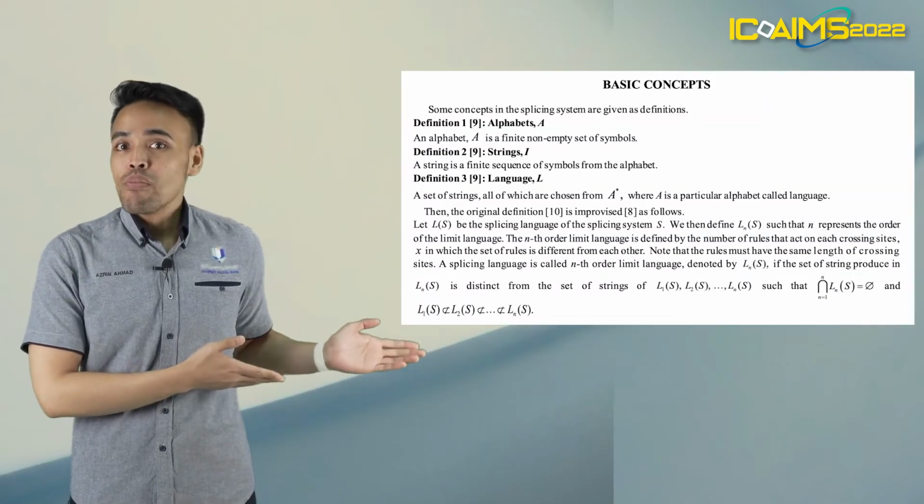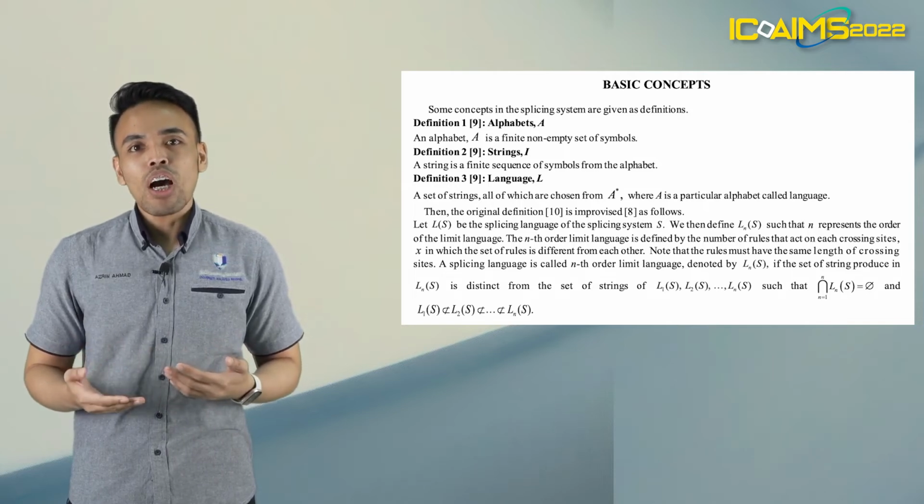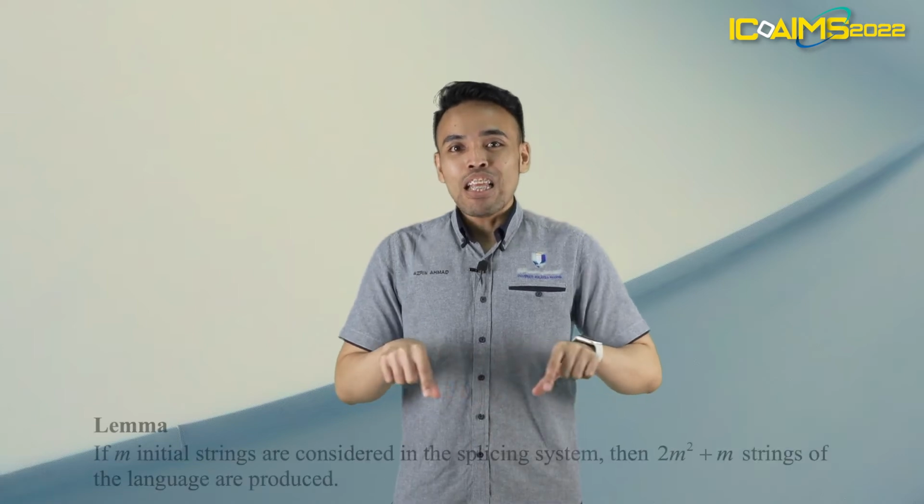Here are the preliminaries of the research. The basic concepts will be used throughout this research. On to the main results of this research. We have a lemma and a theorem. As mentioned earlier, the research focuses on the role of M initial strings that affect the formation of nth order limit language. Here is the lemma.